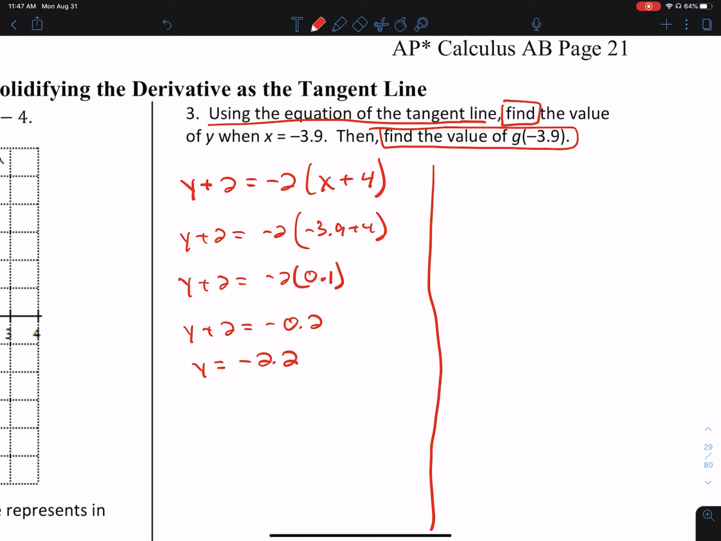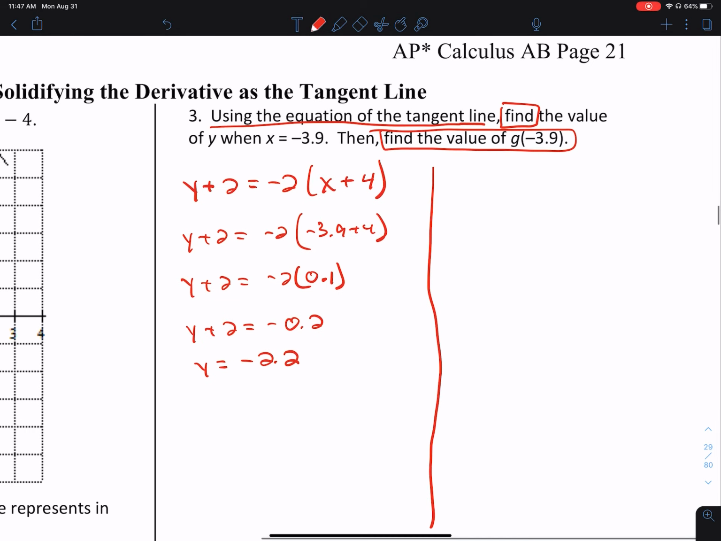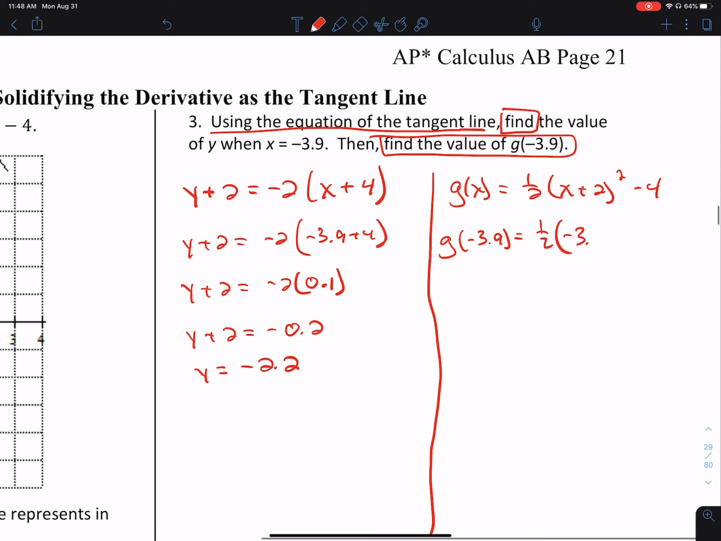Then you're supposed to find the value of g of negative 3.9. So let's use the function. g of x is 1/2 times the quantity x plus 2, squared, minus 4. So we're going to have negative 3.9 plus 2. If you add those together, we're going to get 1/2 times negative 1.9 squared minus 4. If you put this into your calculator, which is what I'm going to do now, I'm going to get negative 2.195.